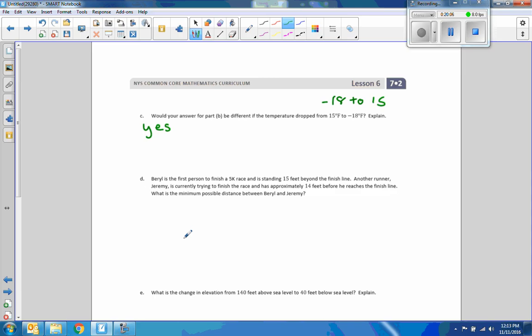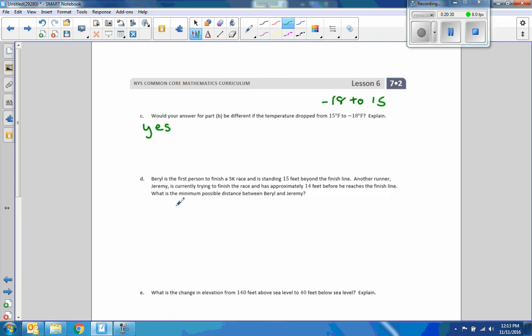D. Beryl is the first person to finish a 5K race and is standing 15 feet beyond the finish line. Another runner, Jeremy, is currently trying to finish the race and has approximately 14 feet before he reaches the finish line. I love these examples. What is the minimum possible distance between Beryl and Jeremy?